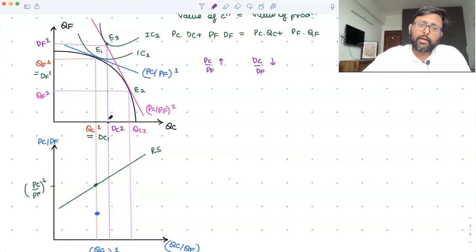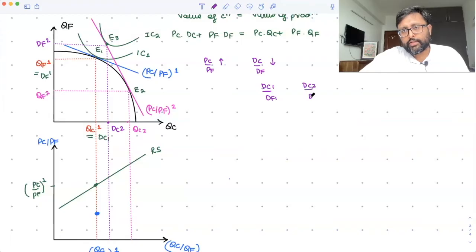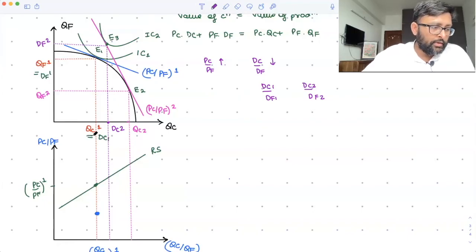Why am I saying this? Earlier, what was the relative consumption of cloth? DC1 by DF1. Now, what is the relative consumption of cloth? DC2 by DF2. Why am I saying it is lower? Look at the numerators. So the increase in DC is lesser than the increase in DF.